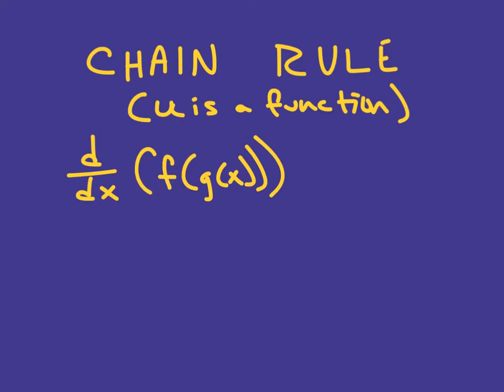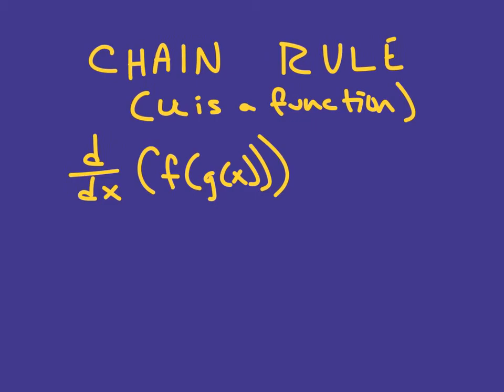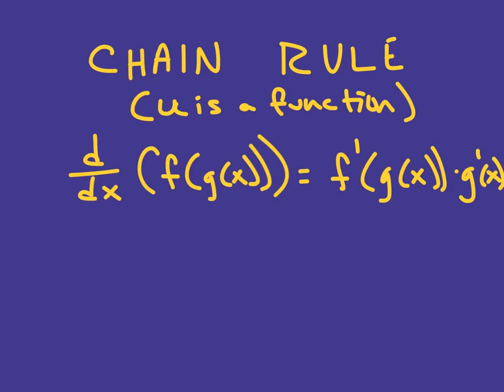And the chain rule is really powerful because it allows me to take derivatives of very, very complex functions. So let's do this. The derivative of this is going to be the derivative of my outside function, f prime, of my inside function, g of x, and then I'm going to multiply that by the derivative of my inside function, g prime of x. And that's the idea.